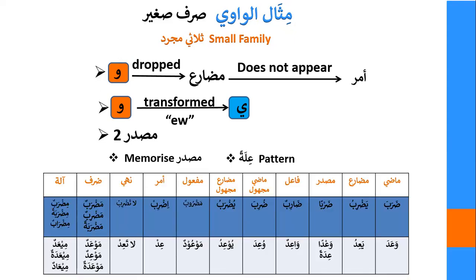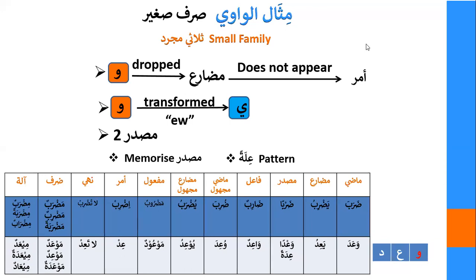So let's look at this. Daraba yadribu darban wa huwa daribun. In this Daraba family, you see wa'ada, where waw and dal are your root letters. Let me just write it over here. So over here you see your root letters wow and dal. Now, if you notice the rules that we suggested, that wow is dropped in mudari, and therefore it will also be dropped in amr, and then it will be dropped in nahi.